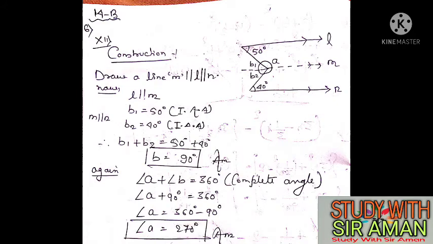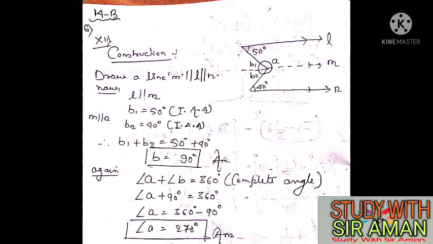For that what we will do? Same. Construction. Check first line. Construction. Draw a line M. Check where is M. M is in the middle. Draw a line M parallel to L and parallel to N. Means one more straight line we will draw here such that all the three lines are parallel to one another. Okay.